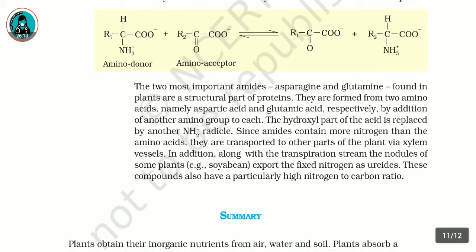The two most important amides found in plants, asparagine and glutamine, are a structural part of proteins. They are formed from two amino acids, namely aspartic acid and glutamic acid, respectively, by addition of another amino group to each. The hydroxyl part of the acid is replaced by another NH2 radical. Since amides contain more nitrogen than the amino acids, they are transported to other parts of the plant via xylem vessels along with the transpiration stream. In addition, the nodules of some plants, for example soybean, export the fixed nitrogen as ureides. These compounds also have a particularly high nitrogen to carbon ratio.